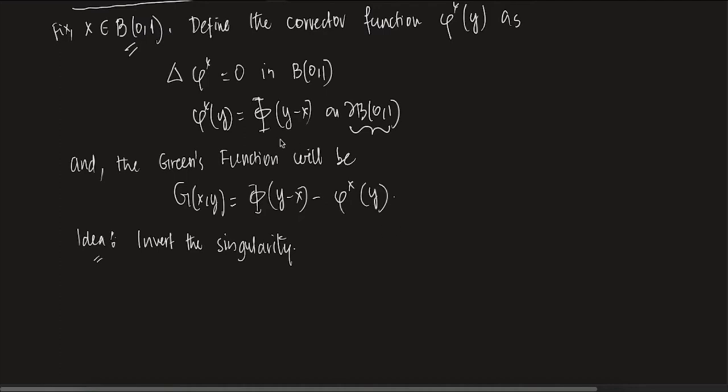So all I need to do is to find the corrector function. Now I know that the corrector function, what does it do? It is actually the value of the fundamental solution at y minus x. Please understand this. What is y? In this case, y is on the boundary. x is a point in the ball, inside the open set B.